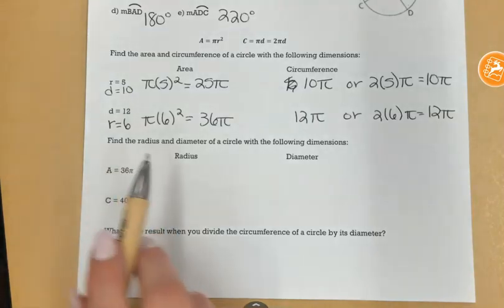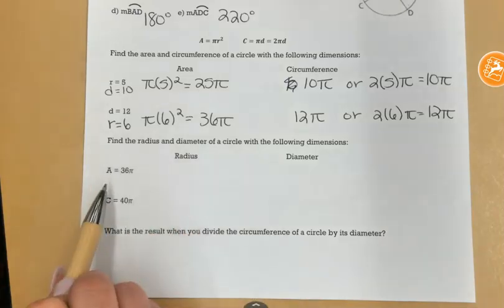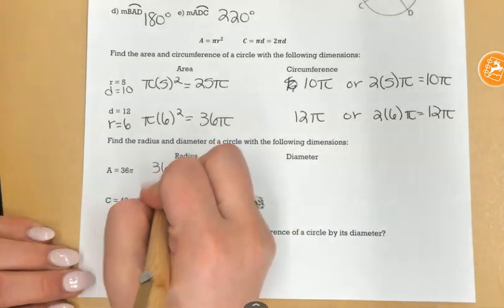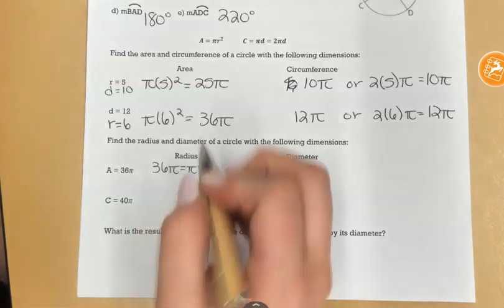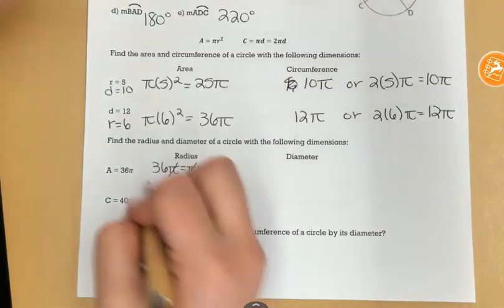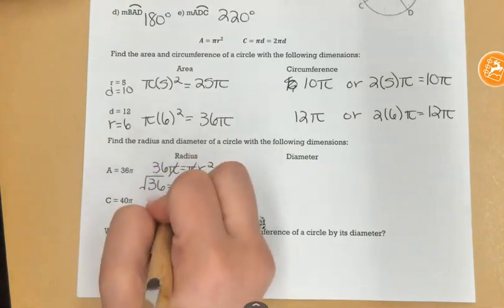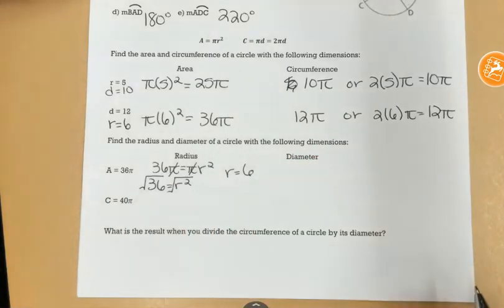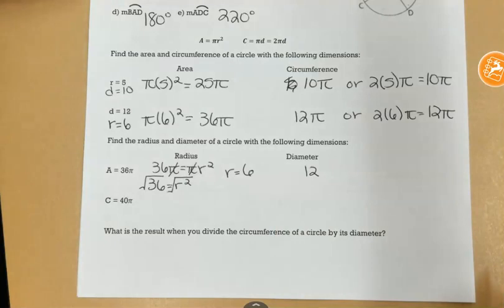All right, on the second set, we want to find the radius and diameter of a circle with the following dimensions. So if the area is 36 pi, that means that 36 pi is equal to pi times the radius squared. Well, I can divide by pi so that these will cancel. And if 36 is equal to r squared, and I take the square root of both sides, I now know that my radius is 6, which means my diameter is going to be double that.